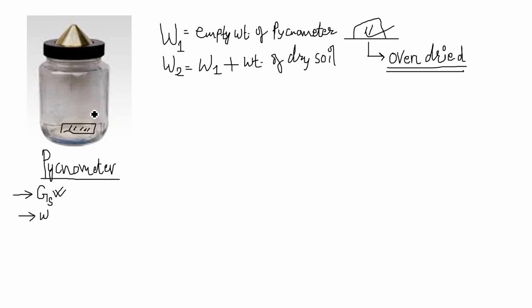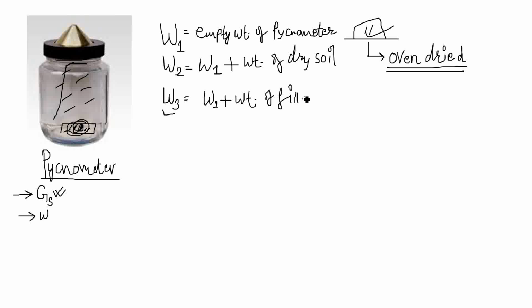Now the third step is to fill the pycnometer with water up to its top level. So W3 is the weight of the empty pycnometer plus the weight of the dried soil sample and the filled water. So this W3 is W2 plus the weight of water that is filled. So I am going to write it as the weight of the filled water. So this is W3.